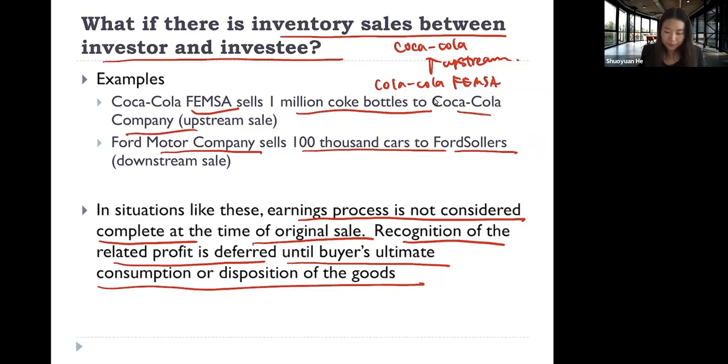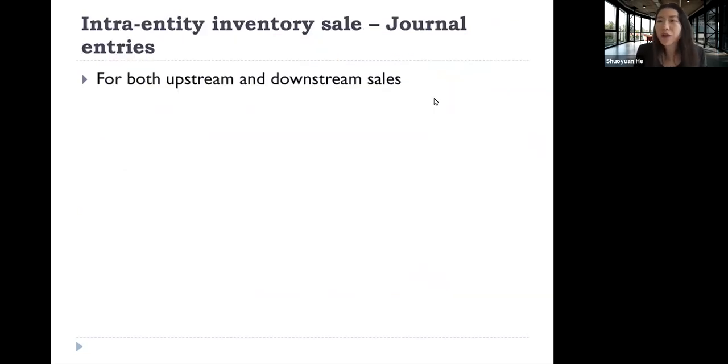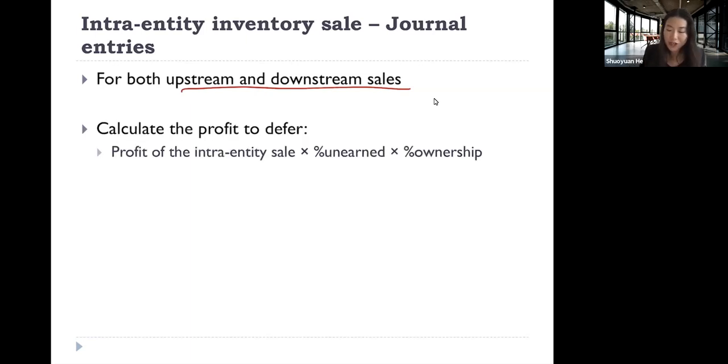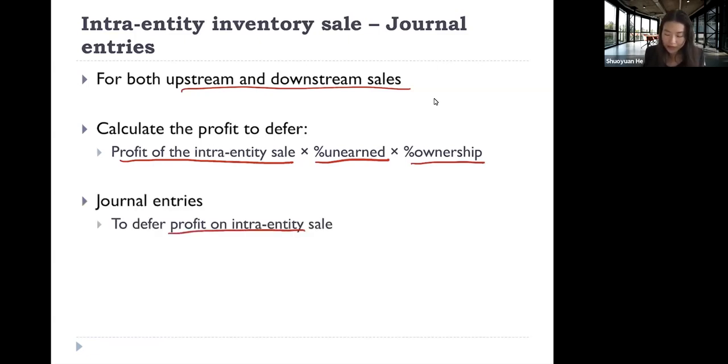And then specifically, what journal entry should we make to defer this part of the sale? For both upstream and downstream sales, we make the same journal entry and the calculation is exactly the same, but the logic is a little bit different, which I'm going to explain shortly. First, let's just look at the calculation. The profit that should be deferred is the profit of the intra-entity sale multiplied by the percentage of the sale that is unearned, multiplied by the percentage of ownership. And the journal entry to defer the profit is to debit equity investee income, credit investment account.